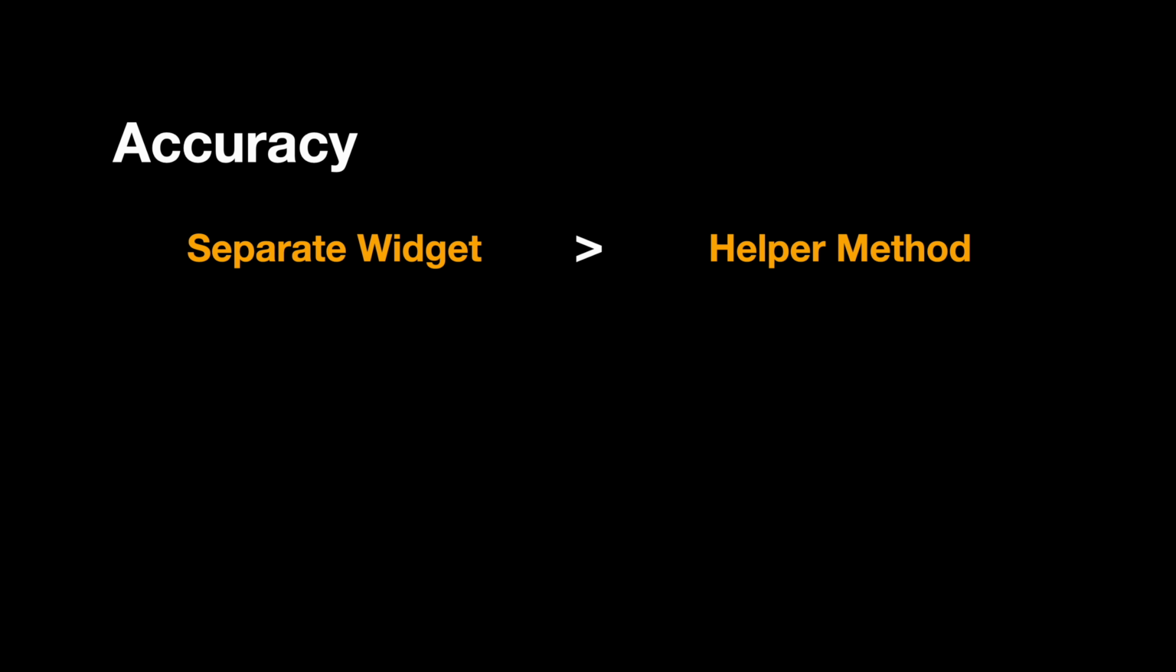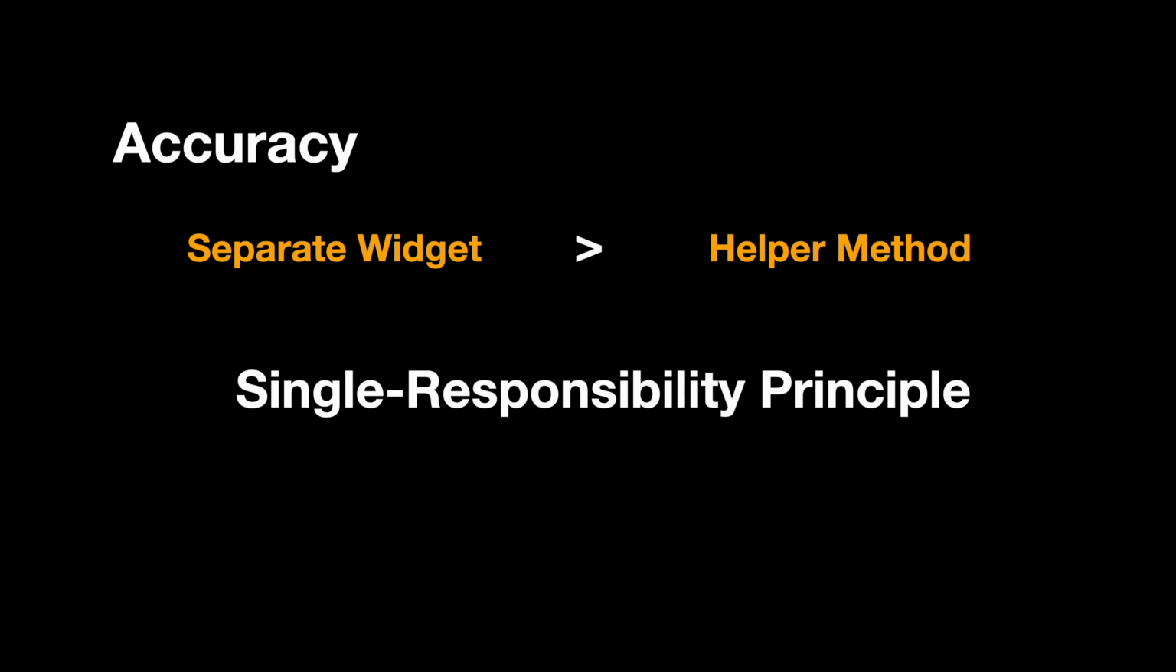Thirdly, accuracy. Code can be easier to navigate and understand when it's organized into separate widgets, as it better follows the single responsibility principle. In conclusion, separate widget method is a more preferable way to organize your UI code compared to helper method. The only benefit of using helper method might be just having to write less code. There are no functional benefits of using helper method over separate widget method.